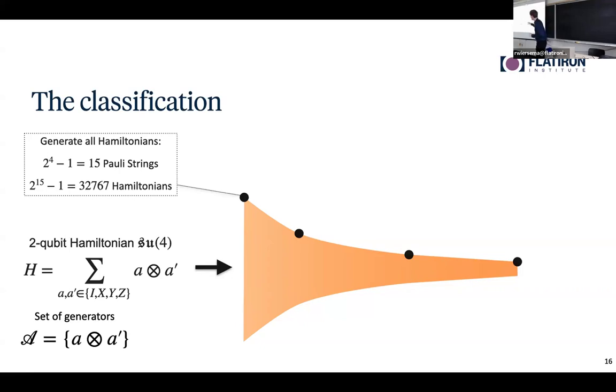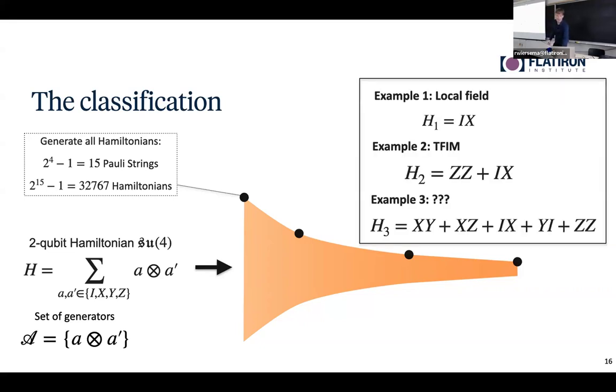And here is some more notation. This is the 2-qubit Hamiltonian, and this set of generators are basically the types of Pauli. So in this set, you would, for instance, see this local field one. You would see the transverse field Ising model sort of terms. And then also this super whack Hamiltonian that probably has no physical meaning at all, but it's still in this set.